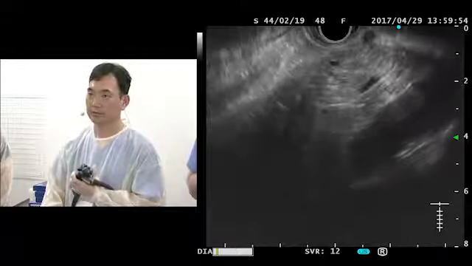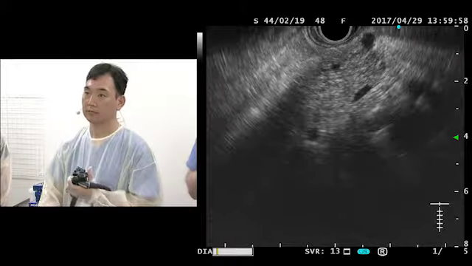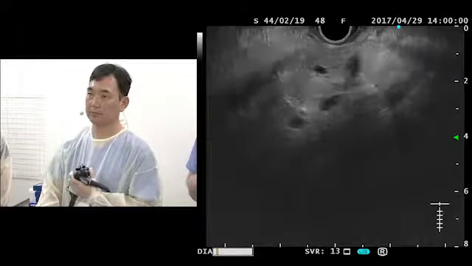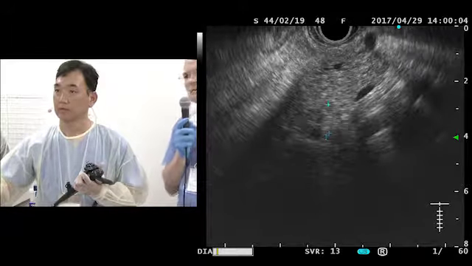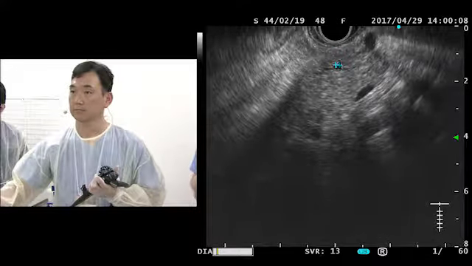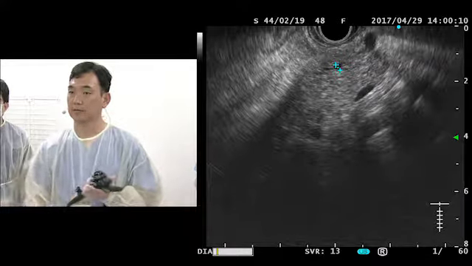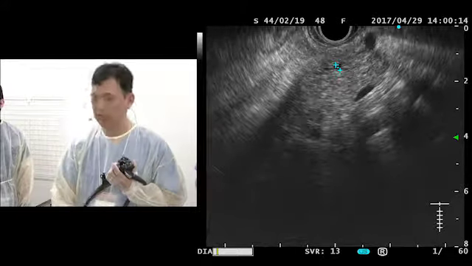calcification. Let's measure the pancreas duct with this ruler. The pancreas duct is about 2.5 millimeters, which is slightly prominent, but it's not hugely dilated.